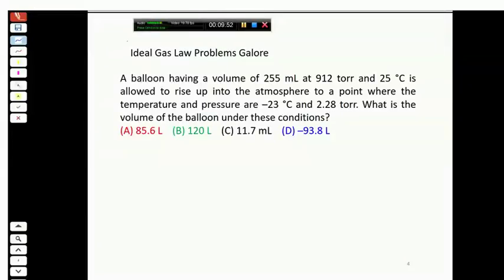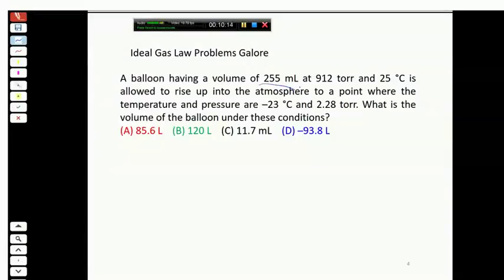So we did a problem like this last time where just the pressure was changing, but now we're looking at a situation where pressure and temperature are changing. So the pressure is going from 912 torr to 2.28. The temperature is going from 25 Celsius to minus 23 Celsius. And so both of those are changing. How does that affect the volume? So we need to derive a new relationship that involves these three.